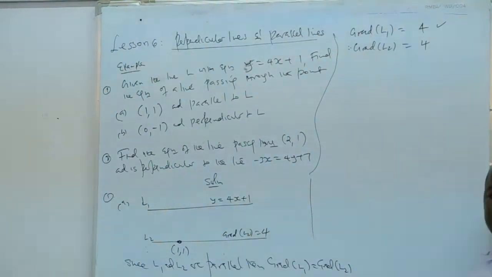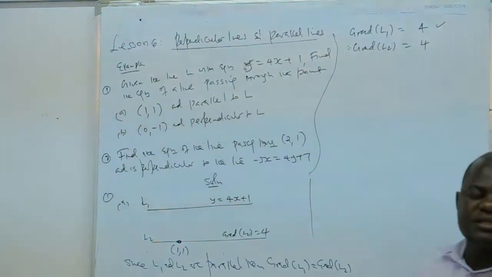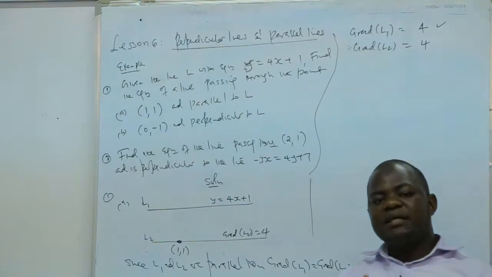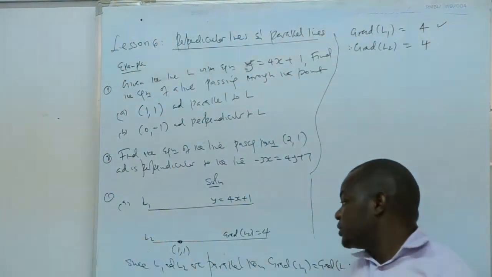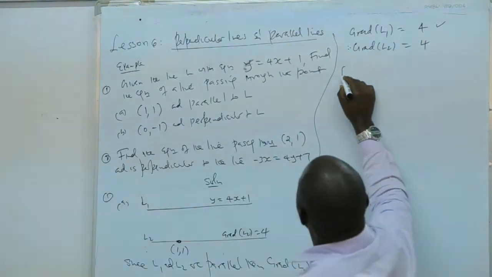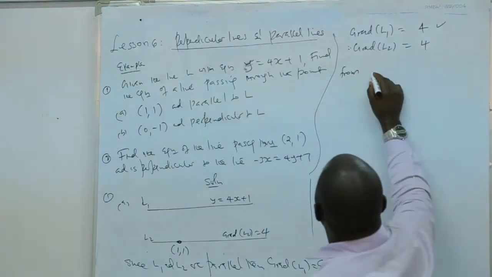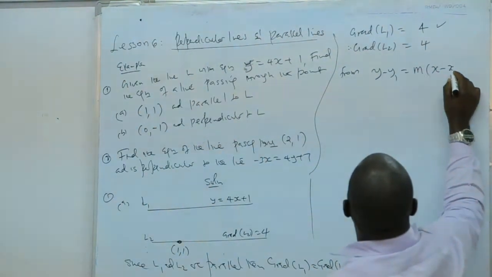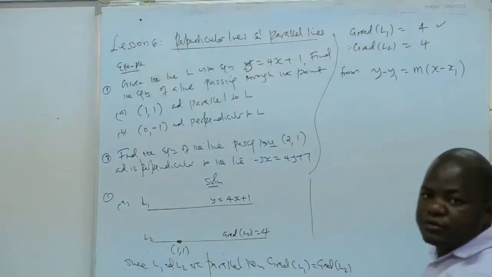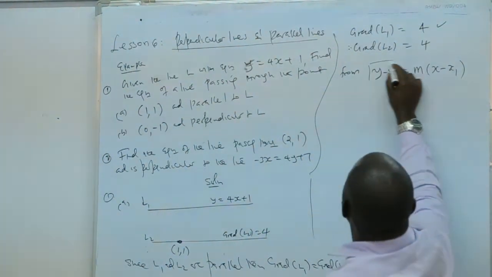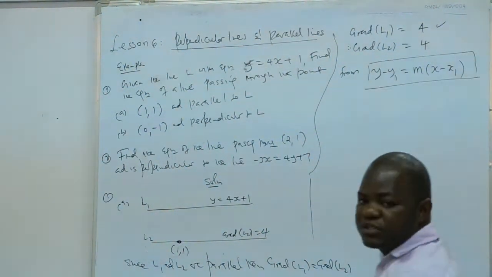Now, since we have known the gradient of L2, which is equal to 4, we can use the concept of point and gradient to find the equation of the line. That one we discussed in the previous lesson. From y minus y1 equals m into x minus x1, we can find the equation of a line. You need to use this because it is very easy. You don't need to find the intercept when you are using that.